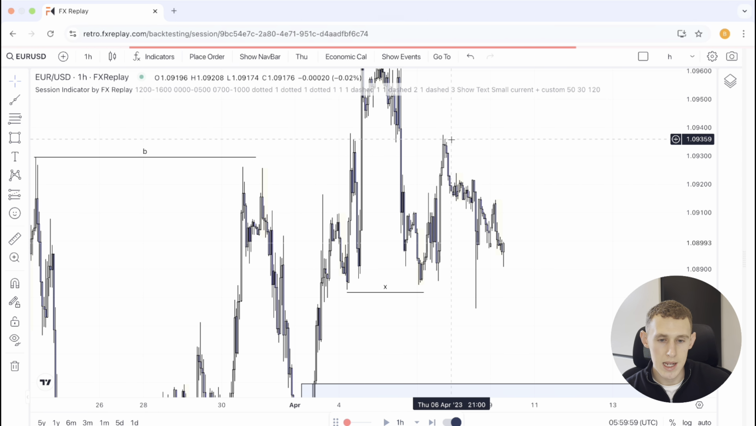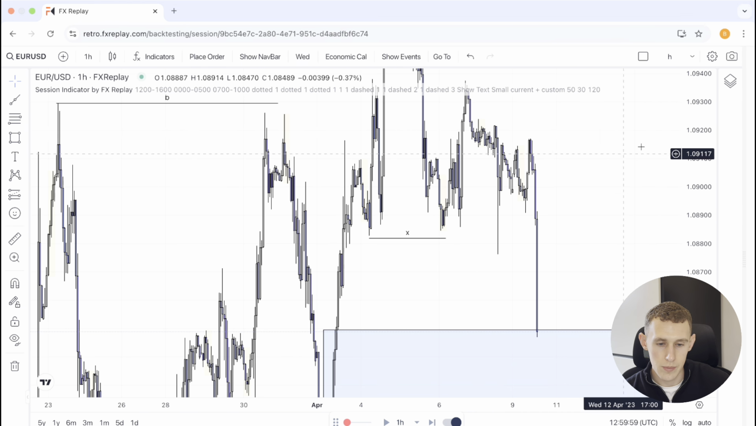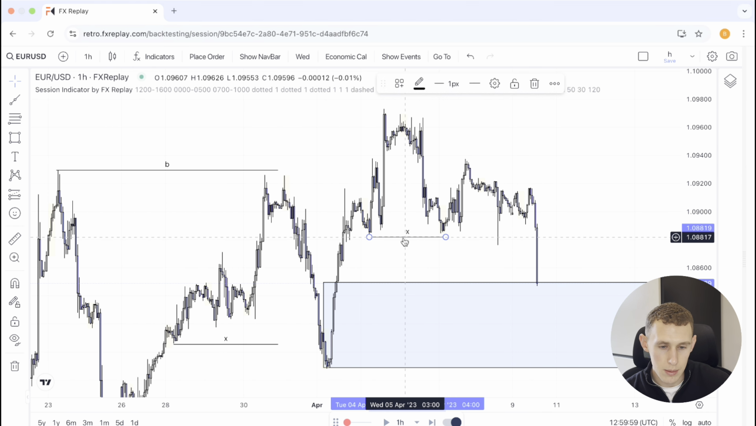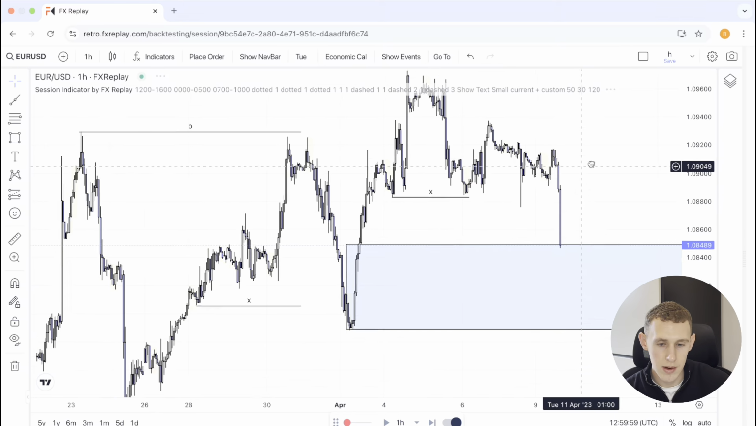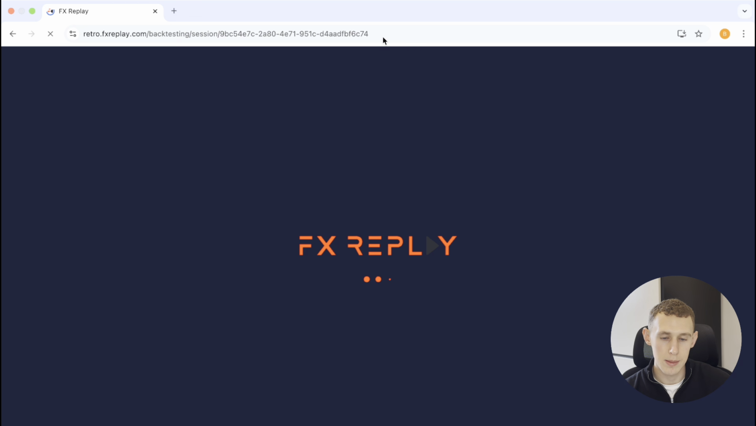Currently, I'd want to see it at least break this high. That's the most recent structure. Okay, so there we go. Price has come lower. Second scenario is playing out. So price is now within that 4-hour demand.